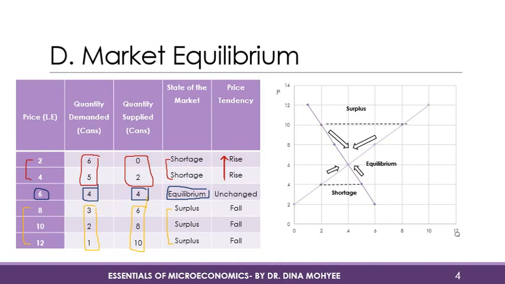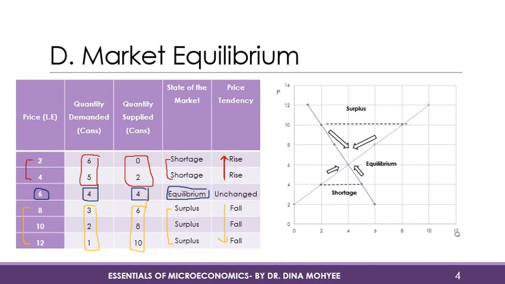A surplus means that the producers are willing to provide more units than what the consumers are willing to buy at this price. For example, at the price of 8, we can find that the producers are willing to supply 6 cans of cola, while the consumers are only willing to purchase 3 cans of cola. When there is a surplus in the market, this creates a downward pressure on the price, so the price tends to fall.